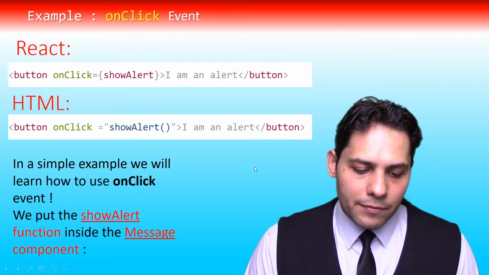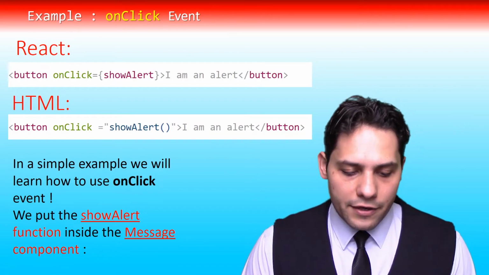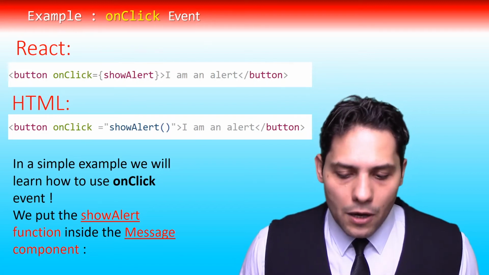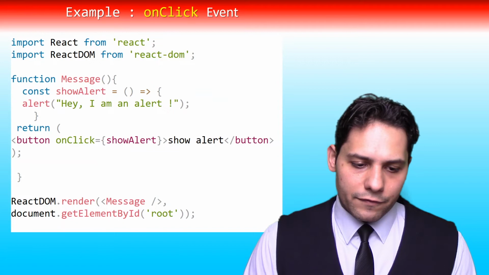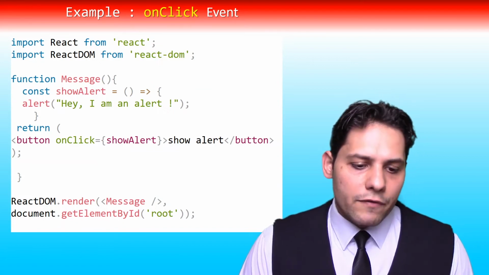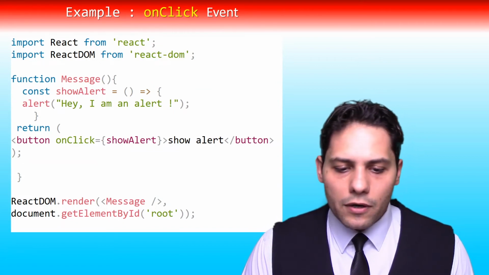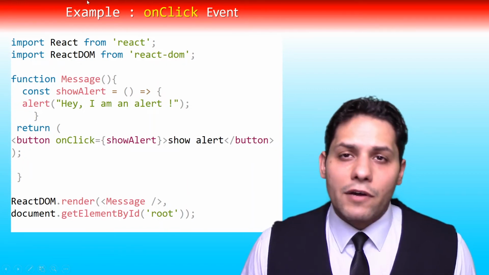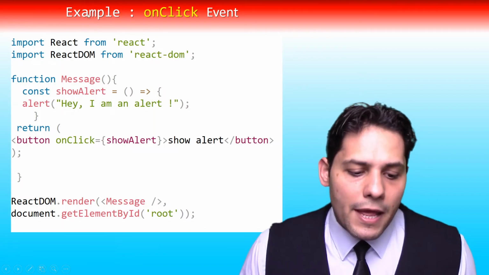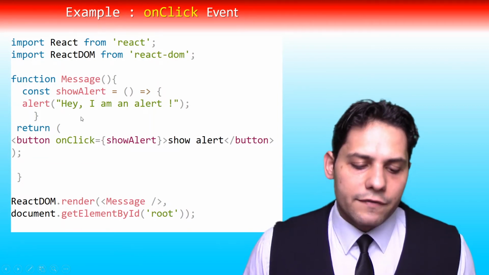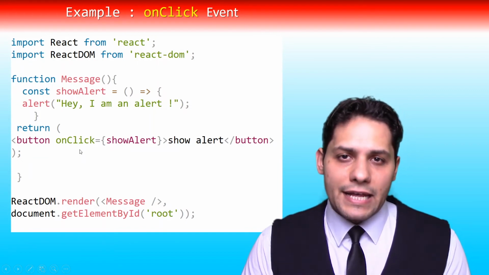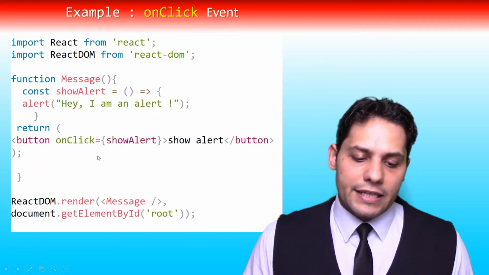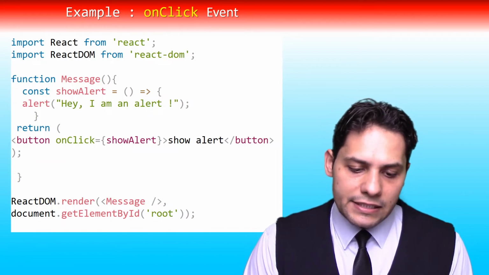In a simple example, we will learn how to use the onClick event. We put the showAlert function inside the Message component, like this. Please be careful. It's the whole code. We import React from React, import ReactDOM from react-dom, like before, and here we have a component whose name is Message, and in this component we define a button that has an event, and its event is onClick, and this event has a handler.